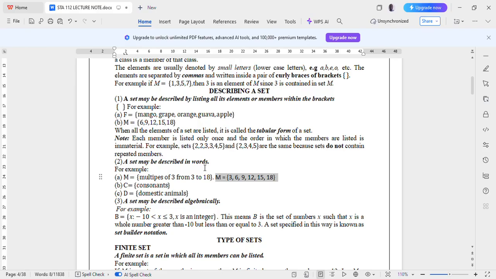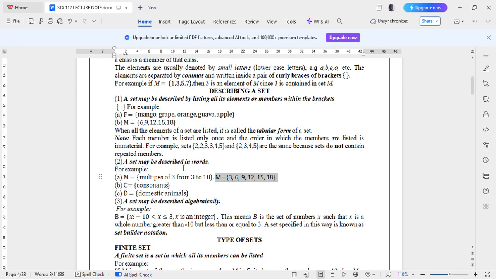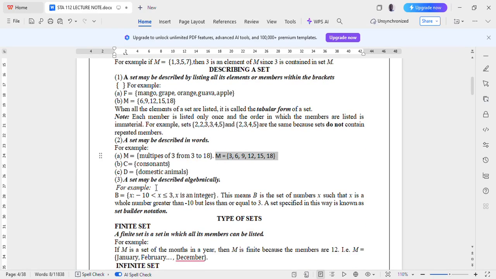Note that capital letters are used to denote those sets. It's very important that you take note of that. So that's two ways: a set may be described by listing all the elements, may be described in words, and may be described algebraically.